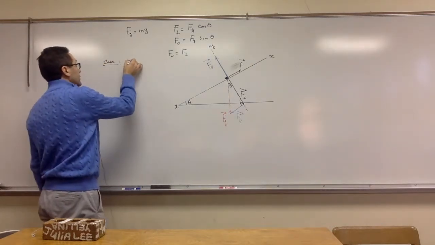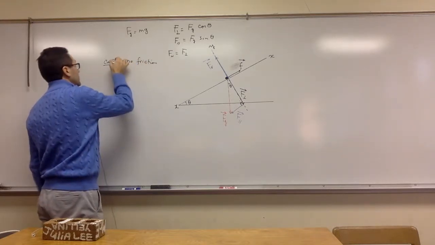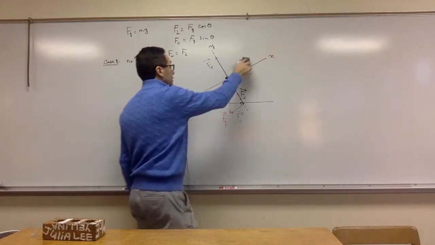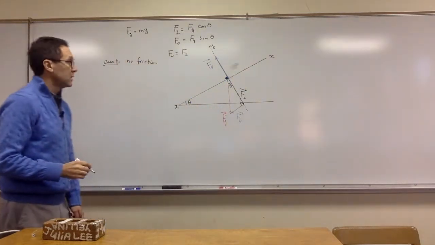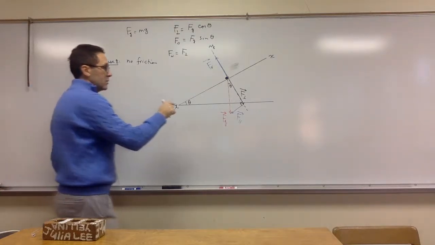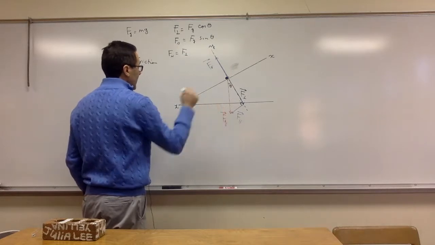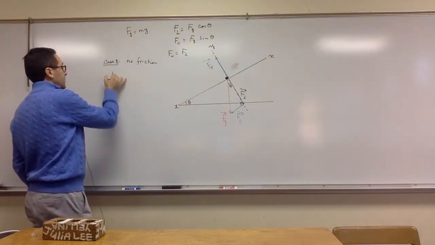Let's say no friction. Okay, case 2. If there is no friction, this object has no choice but to accelerate, because the only force acting on it is the parallel component of the weight, and it has no choice but to slide. So let's see what happens here.